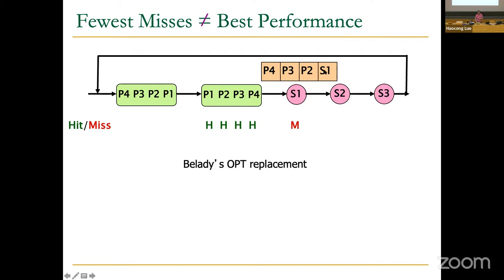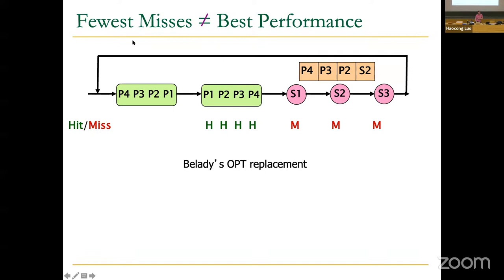Now again, S2 is not in the cache. So S2 is going to replace the block that's going to be referenced furthest into the future, which is going to be P2, if you do the same analysis. This is a miss. Not P2. It's going to be S1 actually, right? You're going to replace S1 because S1 is going to be referenced furthest into the future, because P2 is going to be referenced before S1. So S2 is going to replace S1. And similarly, S3 is going to replace S2 at this point. So you get misses on S1, S2, and S3, and they're going to replace each other.